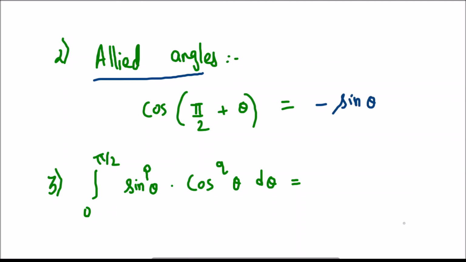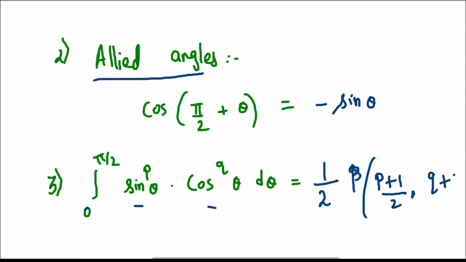And after that, a very famous identity involving the beta function and the product of the pth power of sin theta into the qth power of cos theta. When you have the limits from 0 to pi by 2, it says this is equal to half of the beta function of (p plus 1) by 2 and (q plus 1) by 2, where p is the power of sin theta and q is the power of cos theta. So these are the three results that I'm going to use.